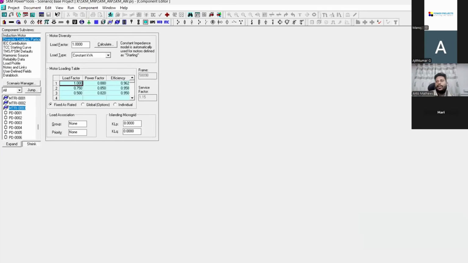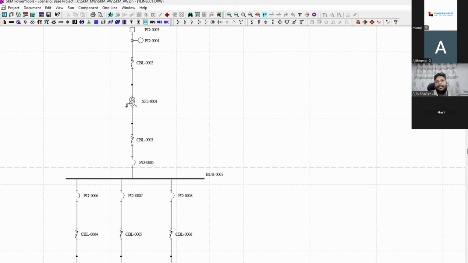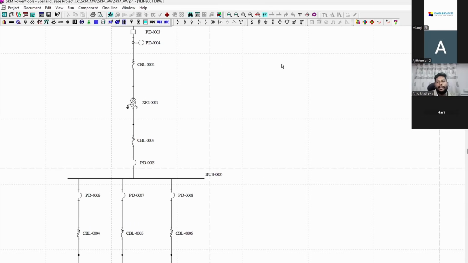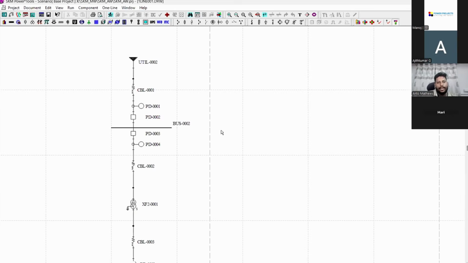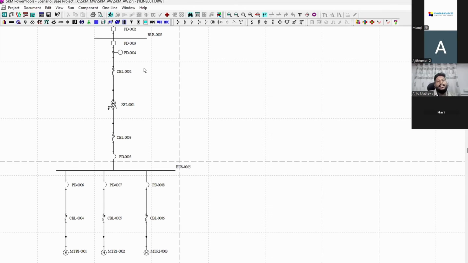So I have modeled my motors and my cables. Now I am moving on to my protective device, which is the breaker. In terms of relays, we are talking about the LV system. When we are talking about the HV system, breakers are the protective devices that isolate the faulty portion from the healthy portion. But the relays analyze the fault and give commands to the breaker.